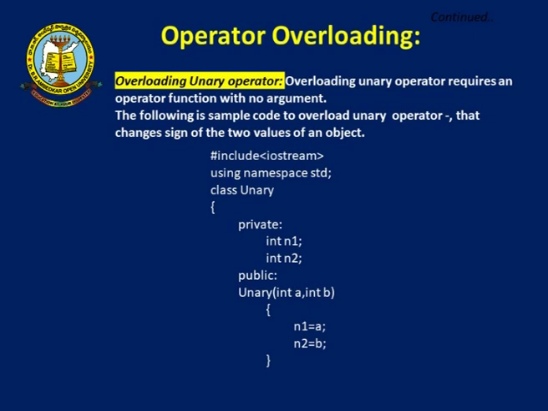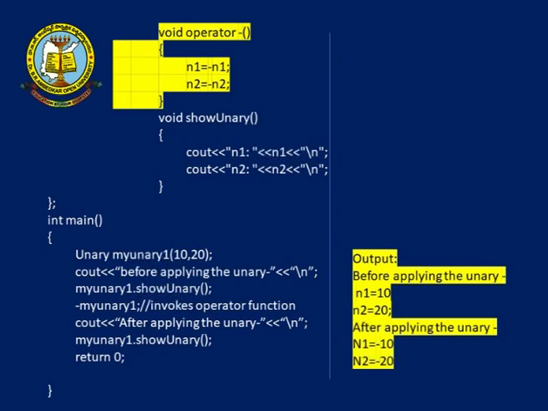Next, this highlighted portion is the operator function to overload one symbol. Here we are going to overload one symbol, unary minus. This unary minus is a symbol that changes the sign of any primitive type like an integer value or a float value to negative. But in this case we are overloading it in such a way that it is going to change the sign of two values at a time into negative.